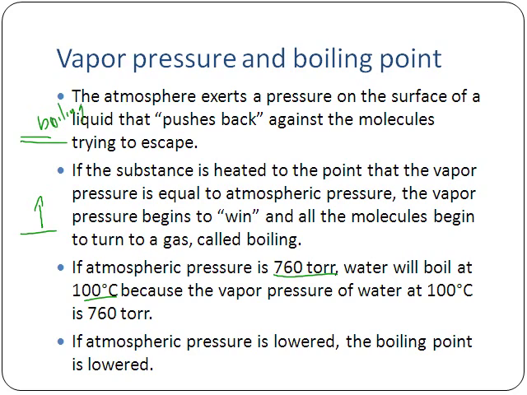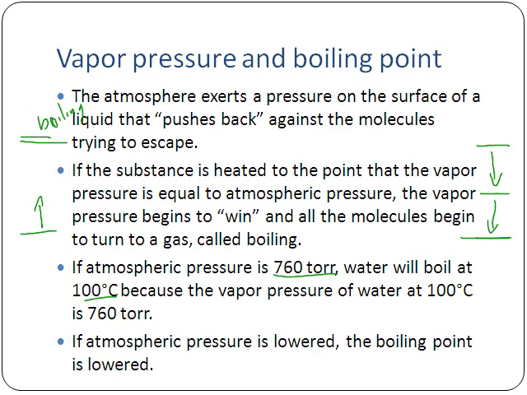On the other hand, there's a second way that I could manage to boil something. I have my vapor pressure right here. I have my atmospheric pressure right here. Instead of raising the vapor pressure by increasing the temperature, I could lower the atmospheric pressure. And if I lower the atmospheric pressure enough, I can manage to get the atmospheric pressure to equal the vapor pressure. And so when that happens, it will also boil, but it boils at a cooler temperature.